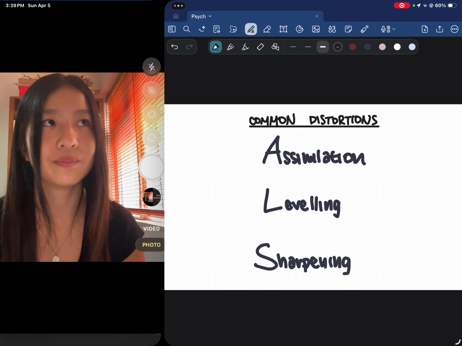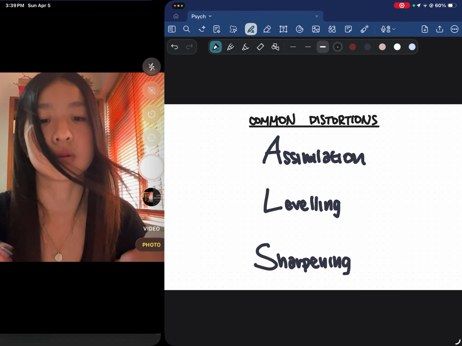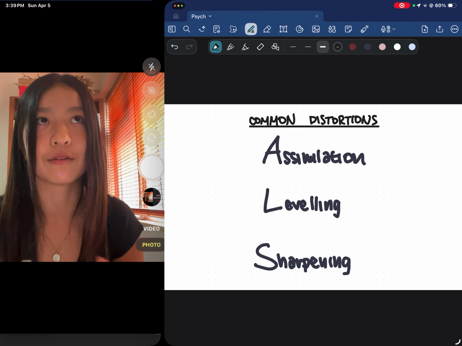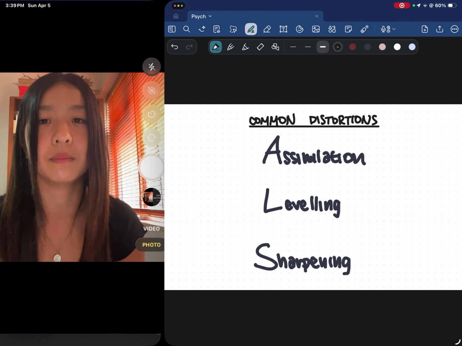The second one is leveling, and leveling is when you don't exactly remember the entirety of the passage, and this one is more related to memory distortions. You tend to cut out certain parts of it to try and keep the essence of the story together instead of getting everything there. And then the third one is sharpening. Sharpening is adding or enhancing the story with little details that weren't in the original War of the Ghost story, but the participants used their own pre-existing schemas to fill in the blanks and add in new information that wasn't there.